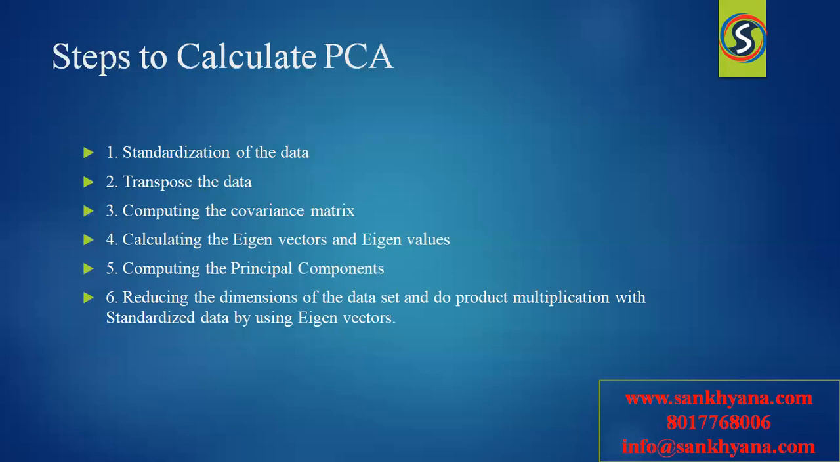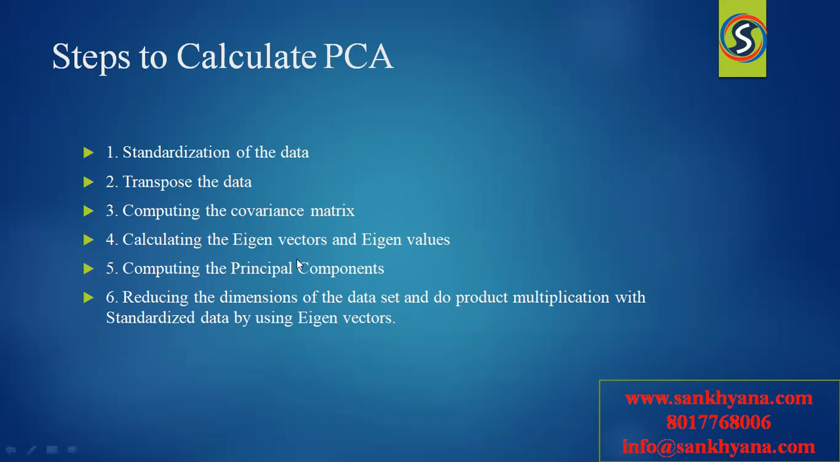After that, we need to apply the transformation of the data. To convert the rows into the columns and columns into the rows, we need to apply the transposition technique. After that, we need to apply the covariance technique, because in the next step we are going to calculate eigenvectors and eigenvalues. For that, we need to have a square matrix. So to convert the data into the square matrix, we are applying this covariance on the data.